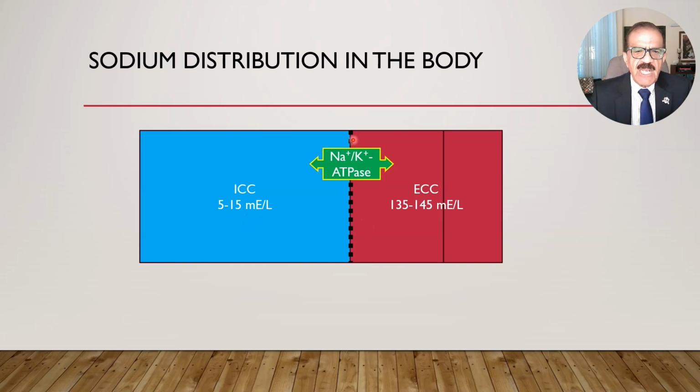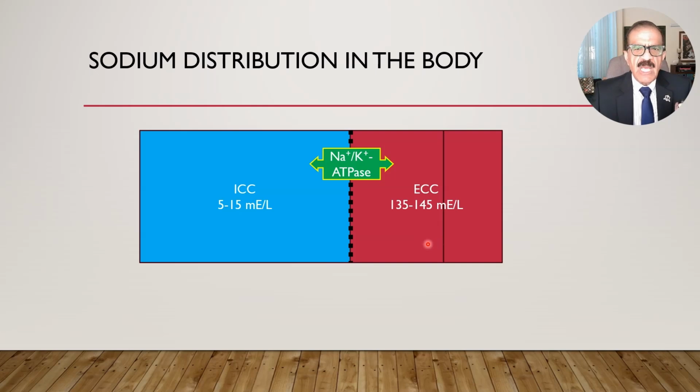Although this membrane is permeable, so normally there would be the same concentration. If there are two compartments separated by a permeable membrane, then the concentration of sodium should be the same in both compartments. But in our body, there is sodium potassium ATPase, and this keeps our intracellular sodium at a very low concentration, whereas it keeps the extracellular compartment sodium at a high concentration. The opposite is true with potassium, but in this lecture we are discussing sodium.